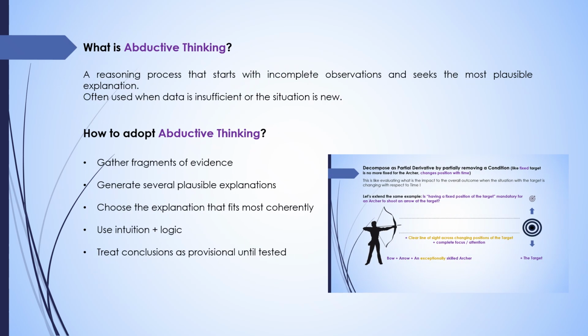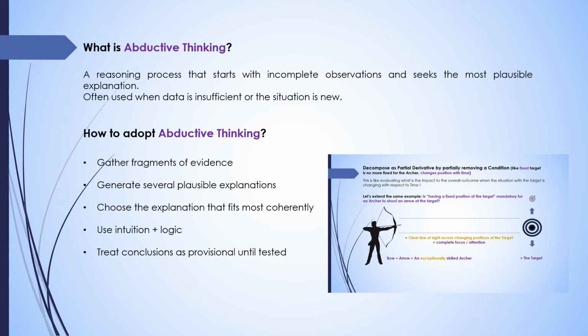Abductive thinking is the intelligence we rely on when the picture is incomplete. Unlike deduction, which proves, or induction, which generalizes, abductive thinking asks a simpler but riskier question. Given what I can see, what is the most plausible explanation? This kind of reasoning becomes essential when data is limited, conditions are changing, or the situation is entirely new. Let's return to our archer.